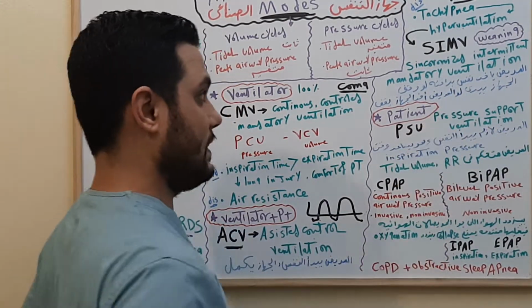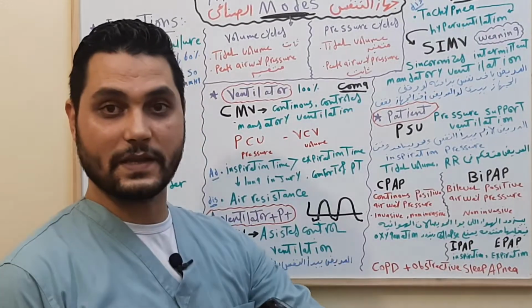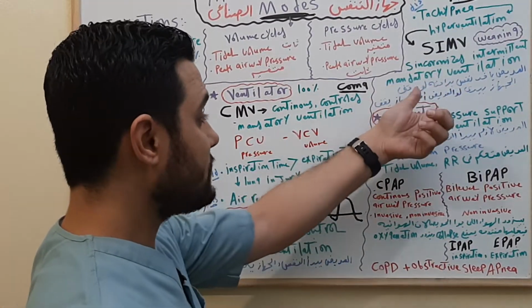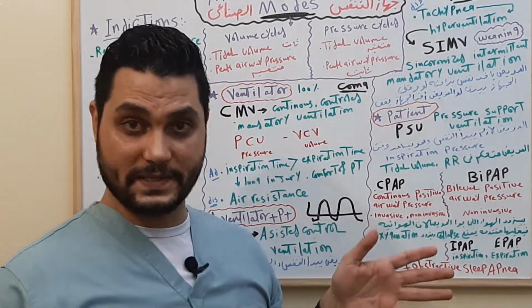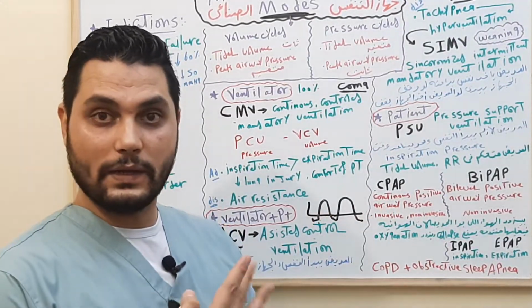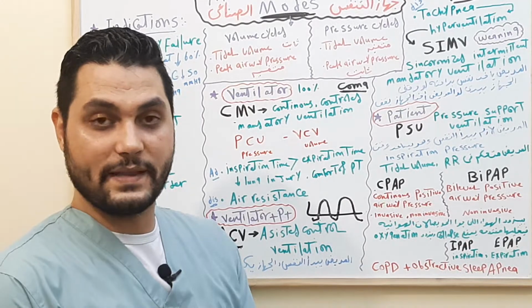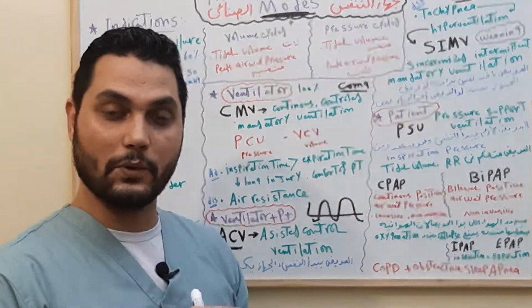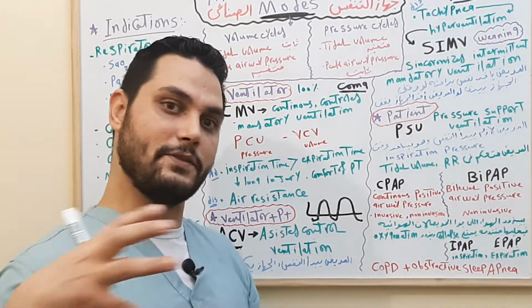SIMV is synchronized intermittent mandatory ventilation. Synchronized means it synchronizes between the patient's breath and the ventilator's breath. In this mode, the ventilator lets the patient take his breath as he wants: slowly, tachypnea, bradypnea, anything. So the patient takes breaths. Once the patient stops or has apnea, the ventilator gives a breath.